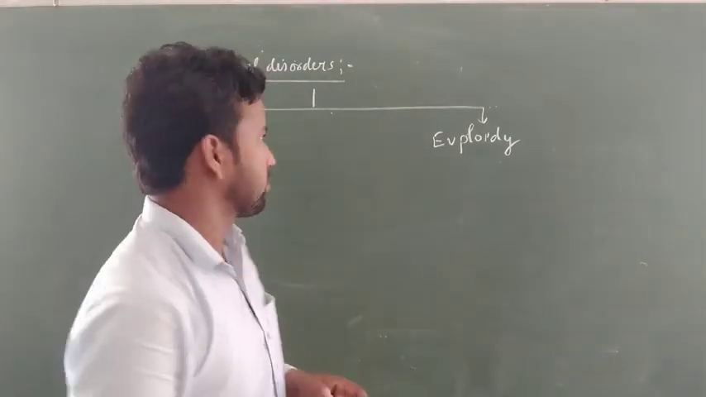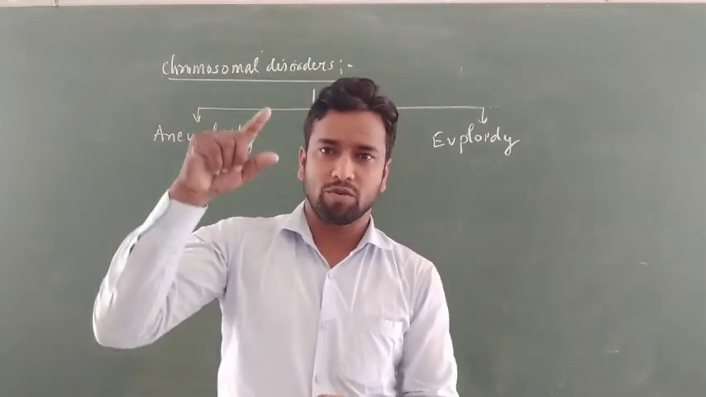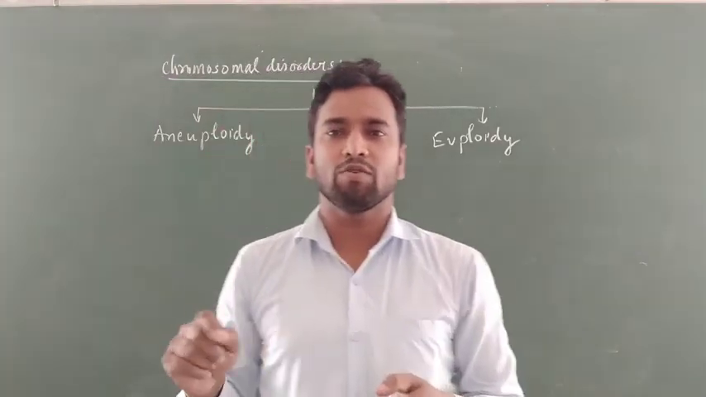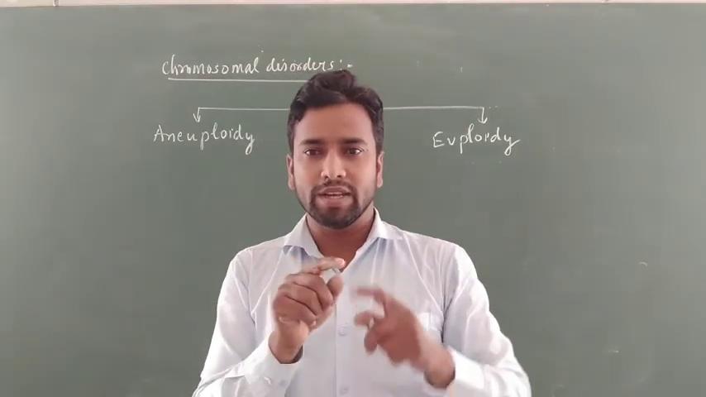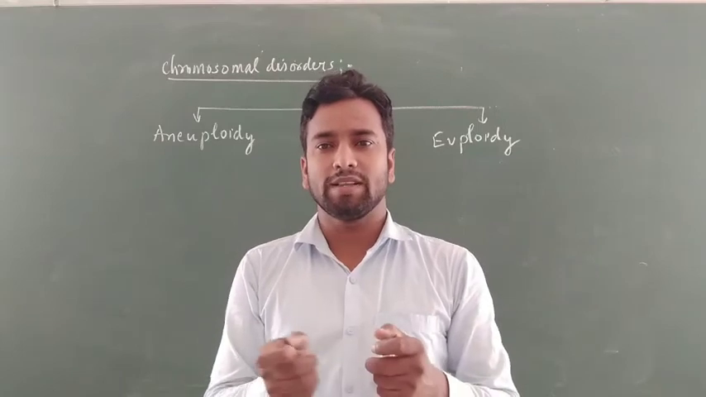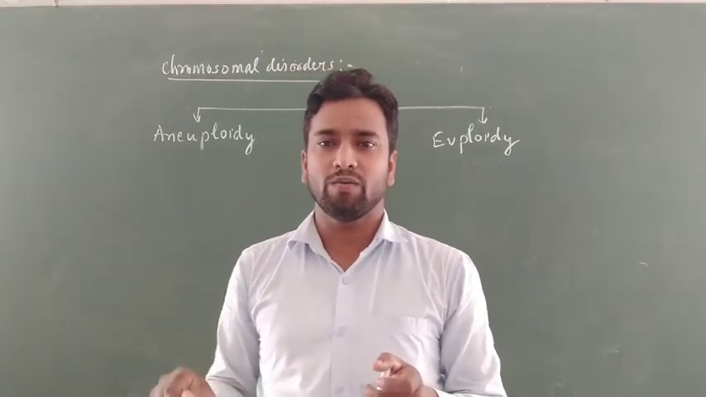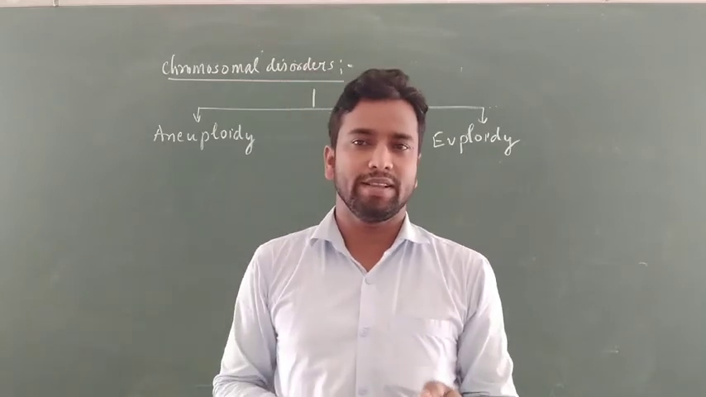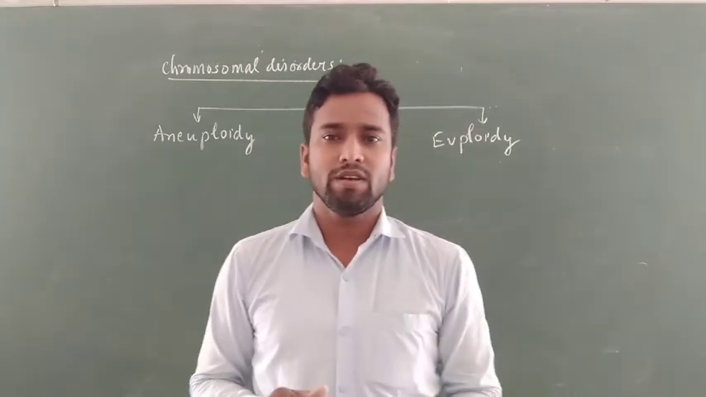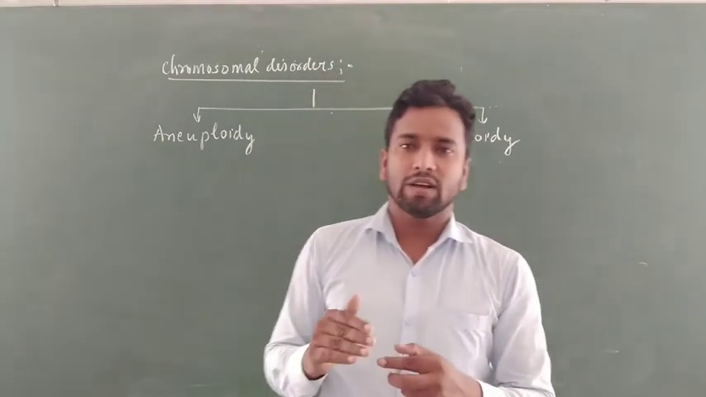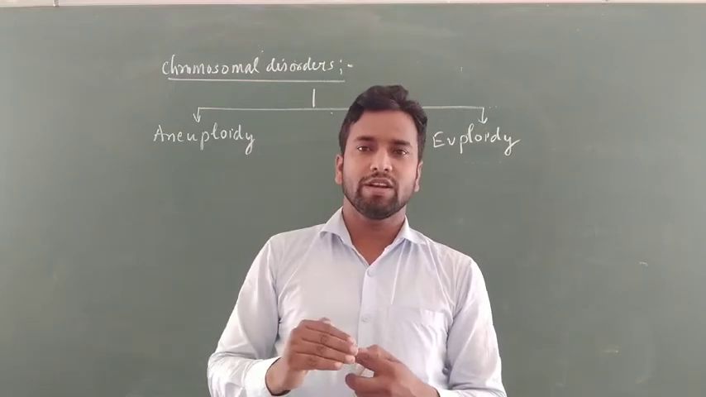If you are talking about aneuploidy, in the whole set of chromosomes, like in human beings where 23 pairs of chromosomes are found, in a single pair either one chromosome is deleted, or both chromosomes are deleted, or one or two chromosomes are added. This is considered under aneuploidy. But in euploidy, the aberration occurs in the whole set.